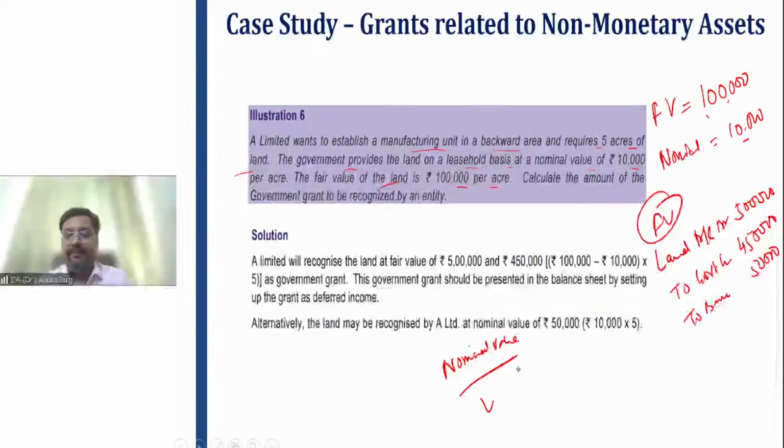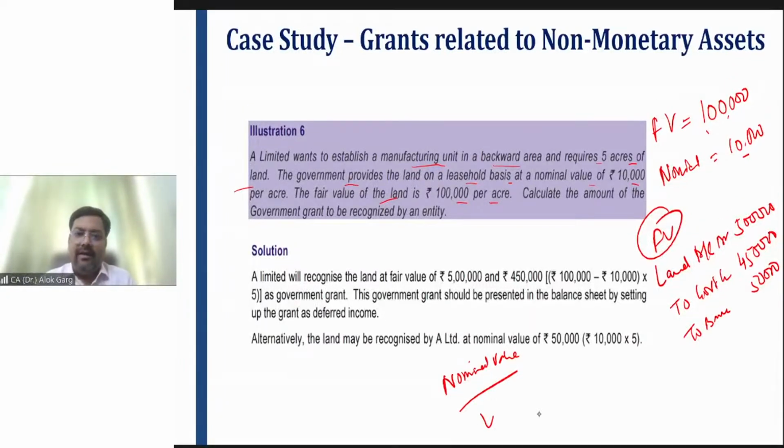Sir, what happens if instead of 10,000, the entity pays nothing? So it can be recorded at 1 rupee. Land account debit to other income, 1 rupee. Okay. It can be recognized at 1 rupee or 10 rupee, let's say, just for namesake. Right? Is that clear or it is not clear? Guys, tell me. Is that clear?